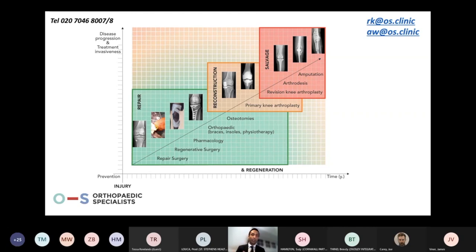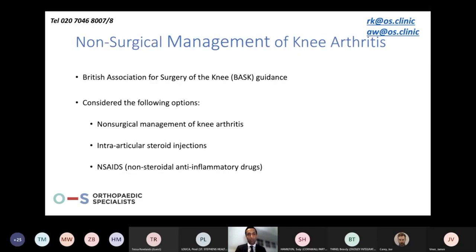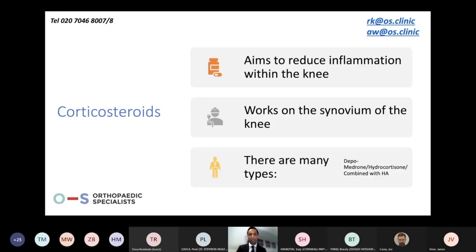The thing that I'm interested in is osteotomy. Now, this is still an operation, but it's a joint preservation operation. And what we're trying to do is stop them going down the route of having replacements. So this applies to both knee and hip arthritis. And what we're trying to do is consider options which are non-interventional, as I mentioned, intra-articular injections or non-steroidal anti-inflammatory drugs.